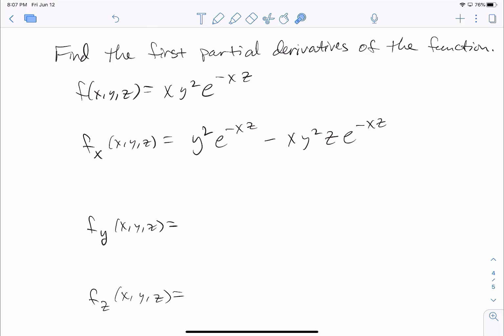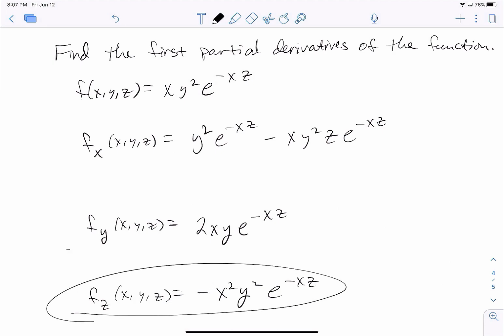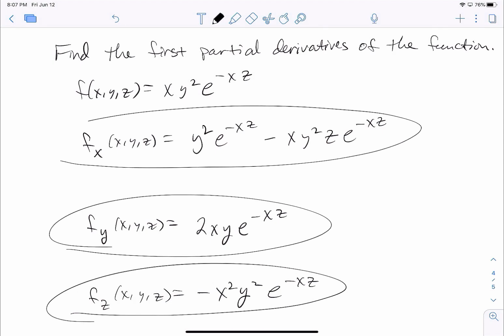There's only one occurrence of y in the function. There's no product rule or anything. So the partial with respect to y is 2xy e to the negative xz. And then likewise the partial with respect to z. The function itself has only one occurrence of z, and so we're looking at negative x squared y squared e to the negative xz. Those are our 3 first partial derivatives.